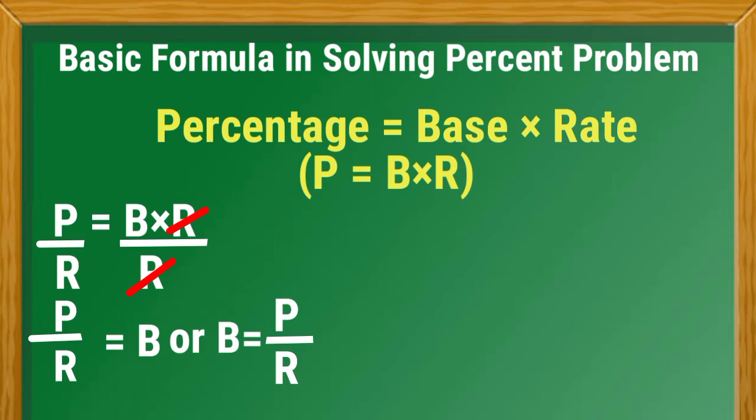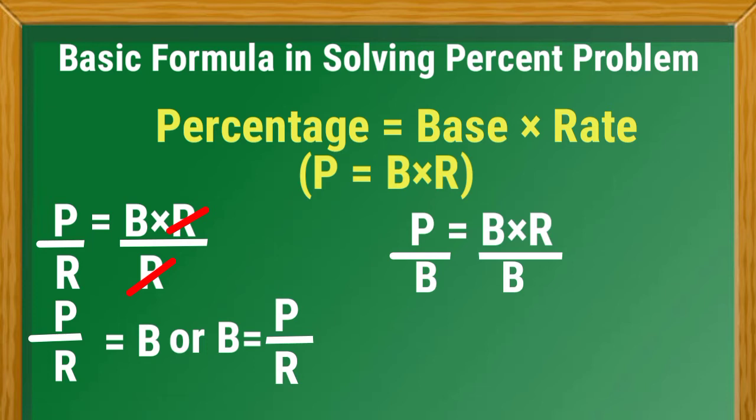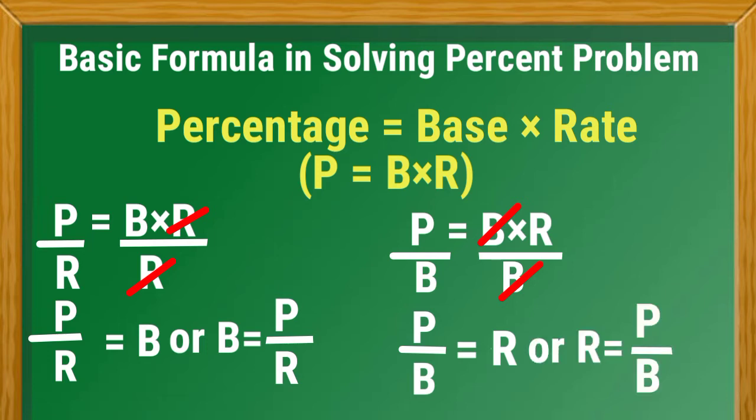What if we are going to find the formula of rate? The same way, we are going to divide both sides, but this time we are going to divide by the base. So, percentage divided by the base equals base times rate divided by the base. We are going to cancel the base. What remains is the rate. And this will be percentage over the base equals the rate, or rate equals percentage over the base. And that is the formula in finding the rate.